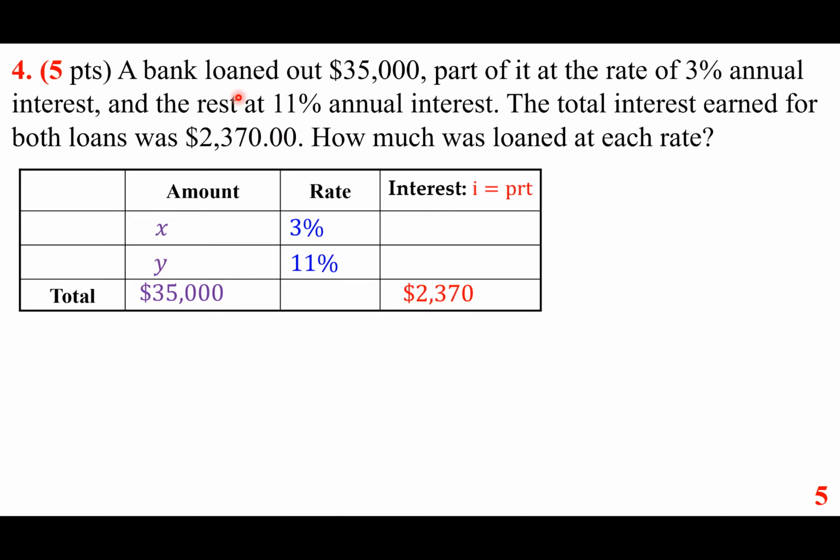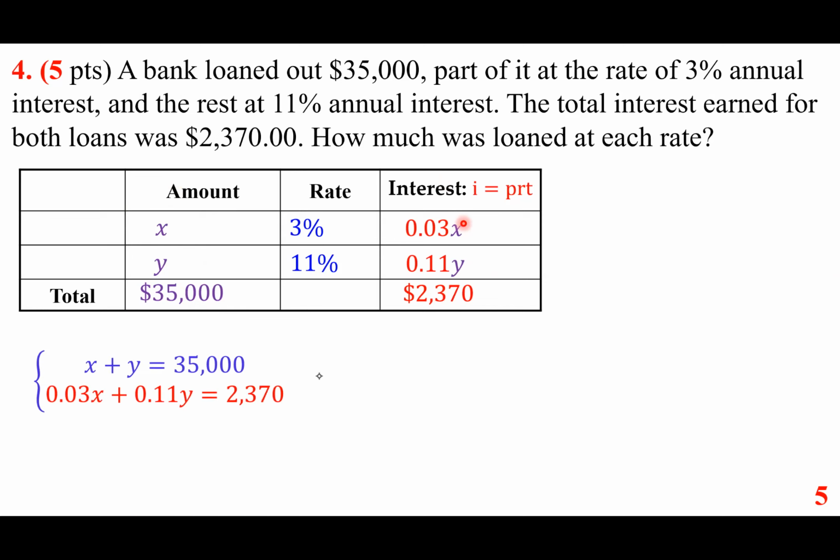Now, the amount of interest we get from here is I equals PRT. And by the way, T is 1 because it's annual. So multiply these two, 0.03x, multiply these two, 0.11y, and these two must add up. X plus y is 35,000. 0.03x plus 0.11y is 2370. And as long as we have those, practically we are done.